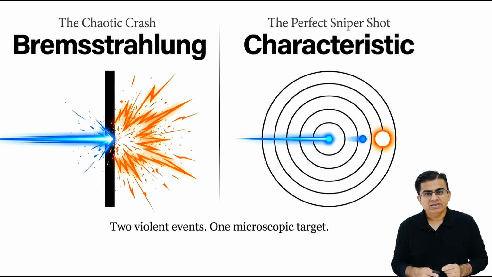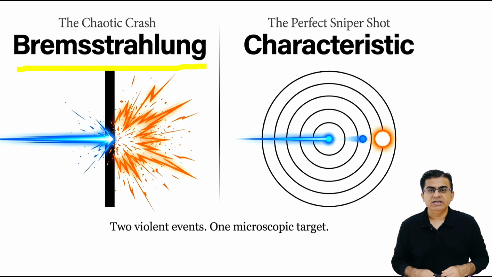One is a chaotic, massive braking collision called Bremsstrahlung X-ray radiation production. The other is an electron ejection called characteristic X-ray radiation production. Most residents just memorize these names for their exams. They read the textbooks, but they completely fail to understand the physics behind these two important interactions.